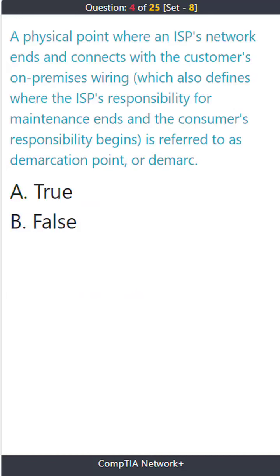Question 4. A physical point where an ISP's network ends and connects with the customer's on-premises wiring, which also defines where the ISP's responsibility for maintenance ends and the consumer's responsibility begins, is referred to as demarcation point, or DMARC. A. True. B. False.